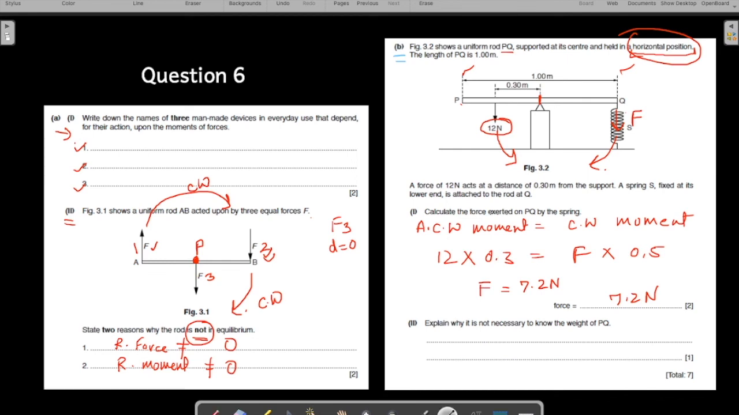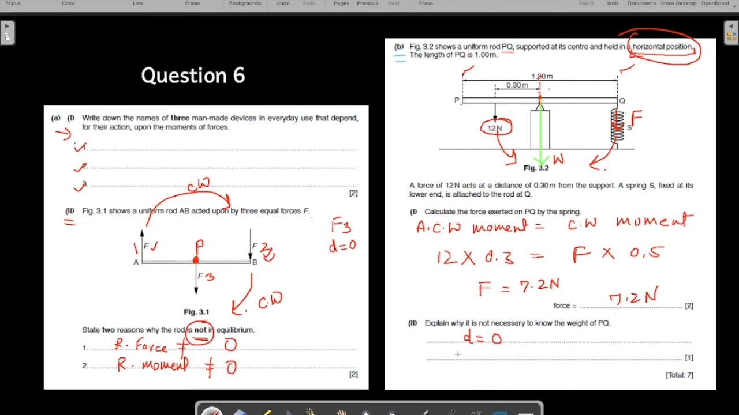So where would the weight act from? The weight will act from the center point. The weight will act from the center point like this. I am using a green color pen. The weight would act like this. And if you see, the weight is passing straight through the pivot. So the distance of the weight from the pivot is how much? Distance of the weight from the pivot is 0.